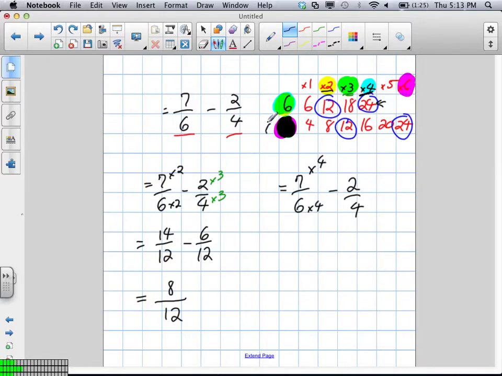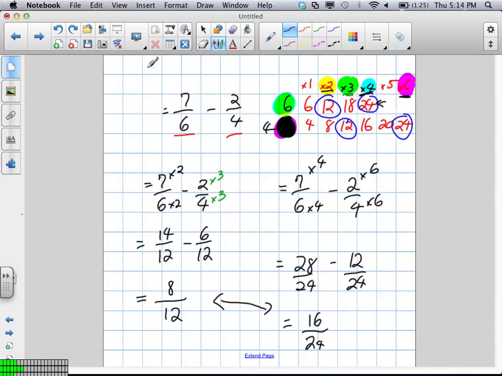And what did I multiply 4 by to get to 24? 6. That's right. So we're doing different multiples this time, larger numbers. This will give me 28, and this will give me 24. This will give me 12, and this will give me 24. So our denominator is going to be 24. What's 28 subtract 12? 16. That's right.